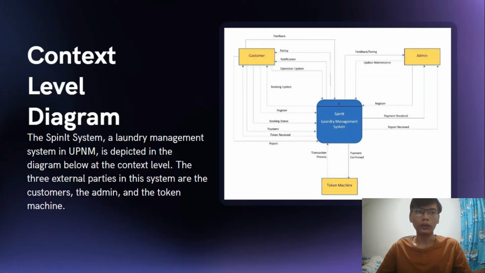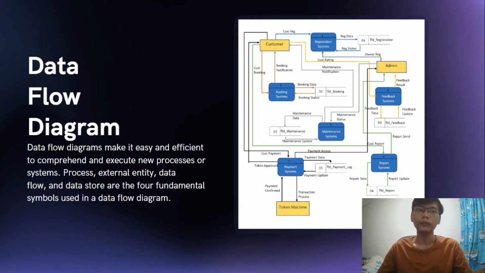We start with the context level diagram. The spinach system, or laundry management system, in UPenM is depicted in the diagram below at the context level. The three external parties in the system are the customers, admin, and the token machine.